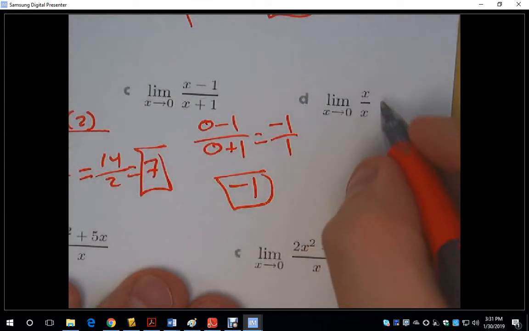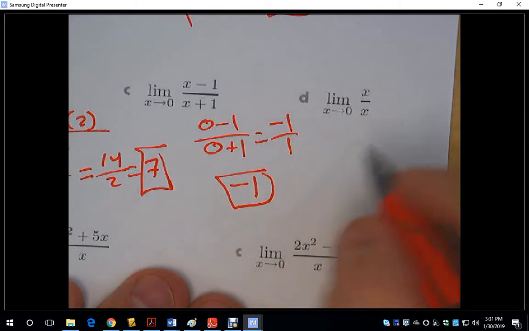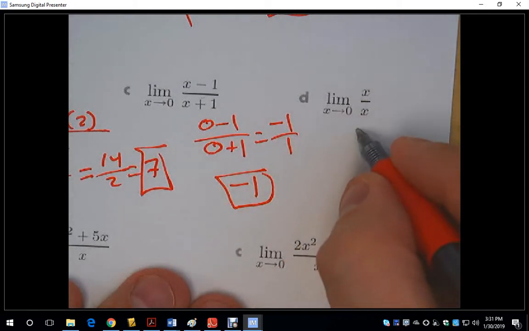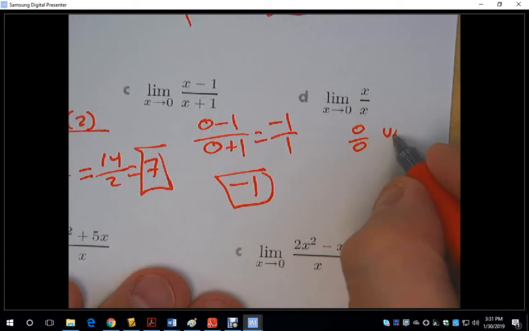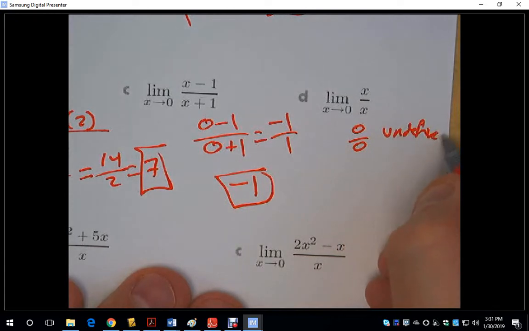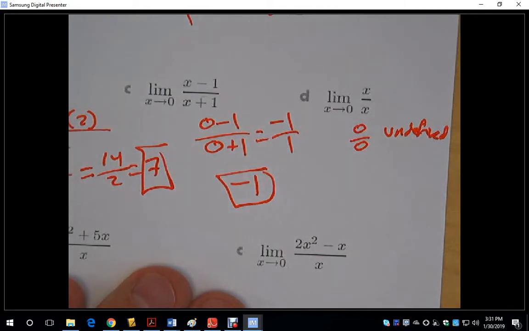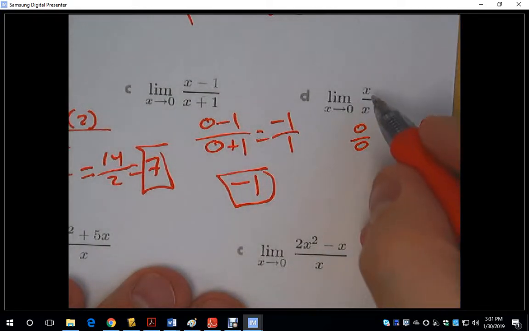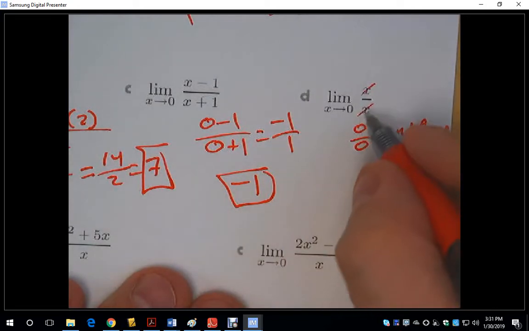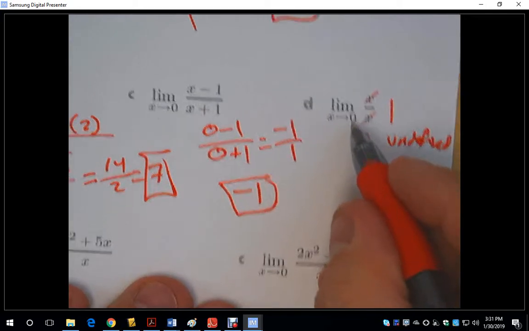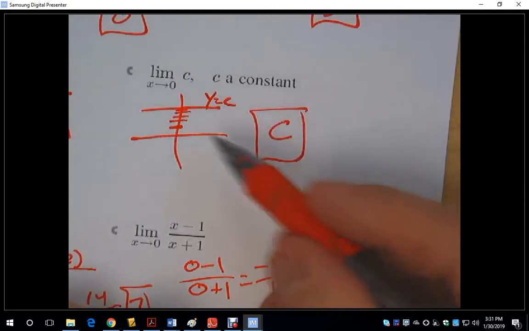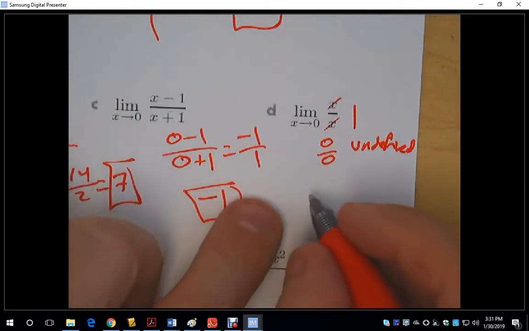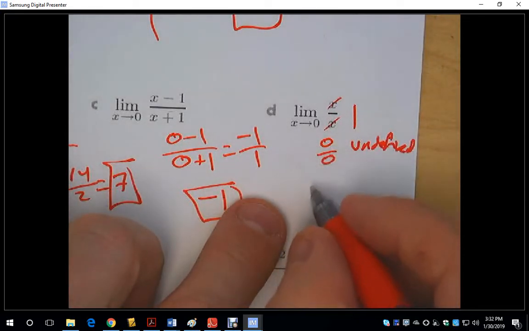Plug in the 0. Here, this creates a problem. If I plug in the 0, I get 0 over 0, which is undefined. So here we have a problem. Well, what we could do at this point is say that x divided by x is just 1. I get 1 here. And so we're basically back to where we were before. So as x approaches 0, we get 1. So the answer is 1.